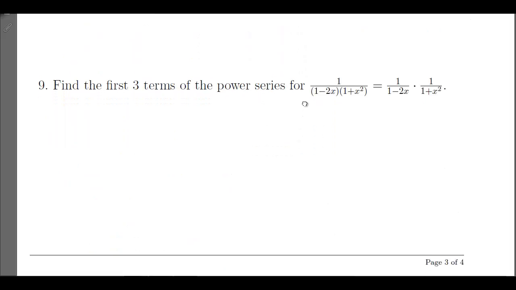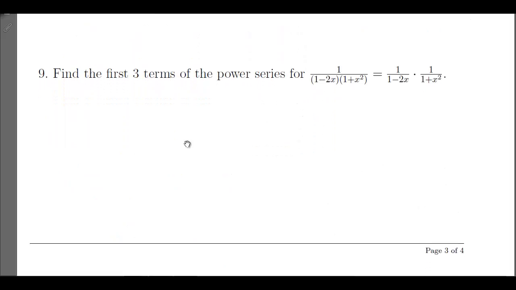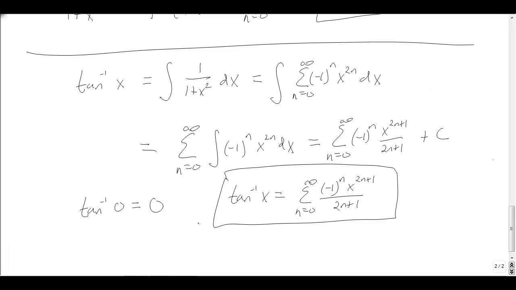Next one. Here we just want to find the first 3 terms of a power series for 1 over 1 minus 2x times 1 plus x squared. And we've got a bit of a hint here where you can split this up into 2 series that we should be able to deal with.